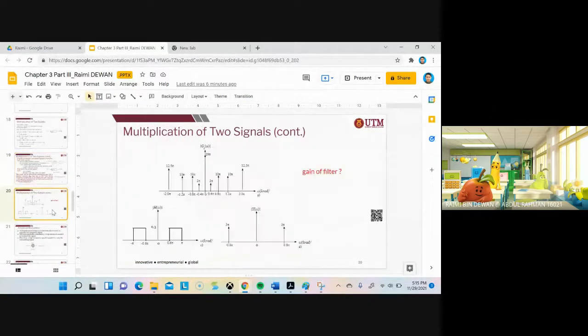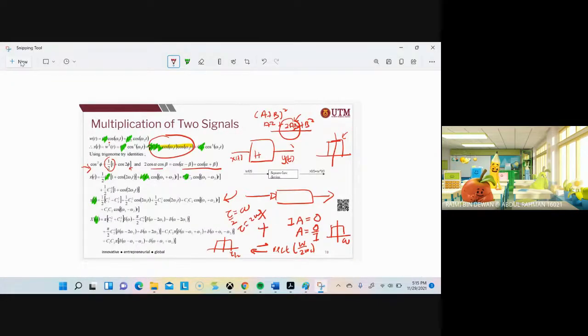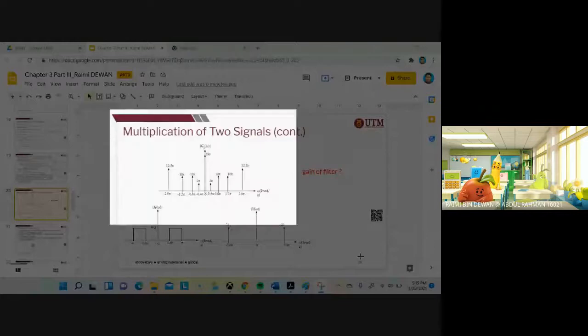So is it already an example? I mean, is it already in the slide? If it's in the slide, I don't waste my time to draw.